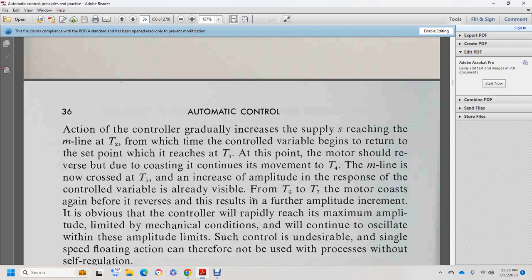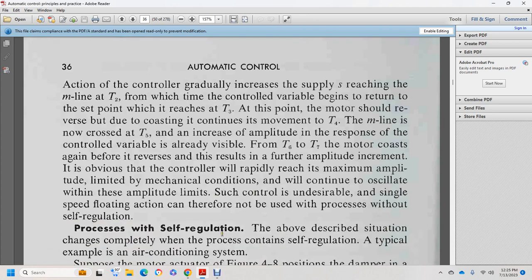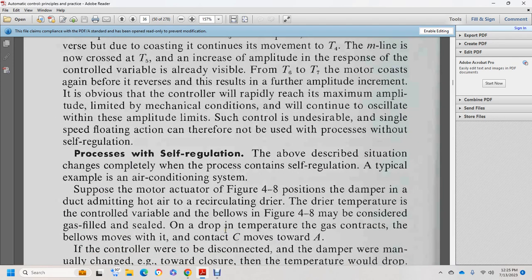The motor coasted again with the reverses, then resolved with further amplitude increment. The observer controls rapidly with maximum amplitude, with limited mechanical continuity, oscillating within the amplitude limit to set the control of the undesirable single-speed floating action, thereby not being within the process without self-regulation, process with its self-regulation.